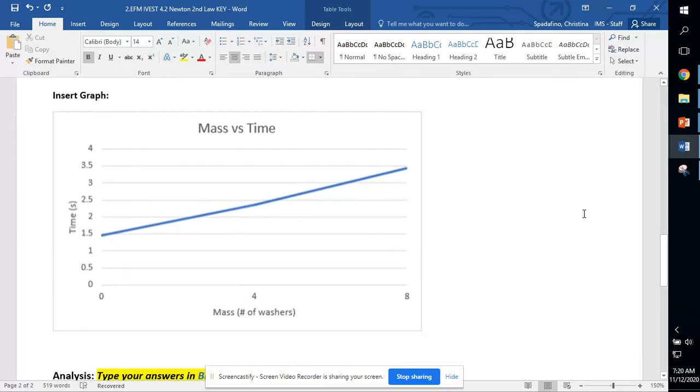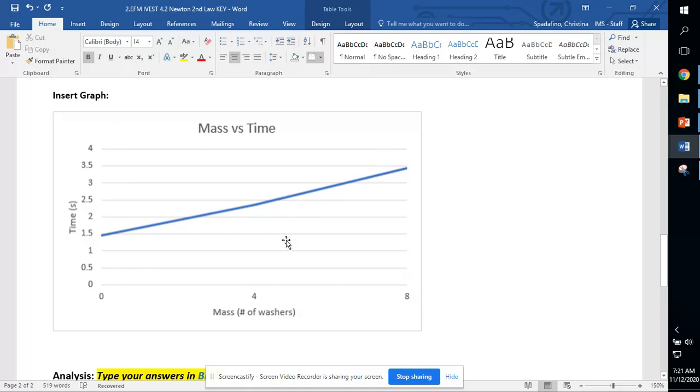We used a line graph, very simply done. Down here is your independent variable, mass, parentheses, number of washers. On your y-axis, your dependent variable was time, unit is seconds. The graph has a simple title of mass versus time. And then you'll notice you have a slope that is inclining.